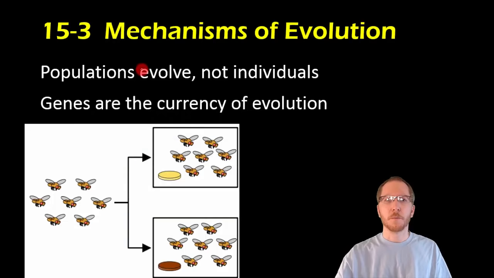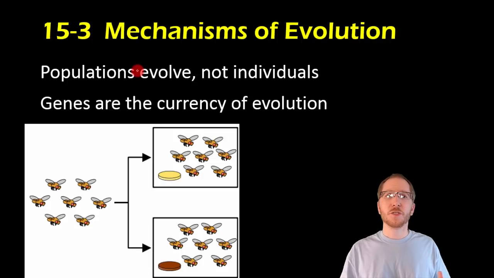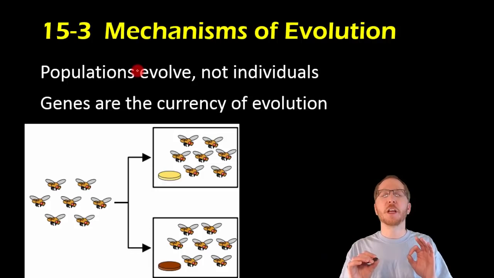Welcome to section 15.3, where we're going to discuss some of the ways that evolution occurs and some of the ways evolution doesn't occur. So to start off with, I just want to make sure we're very clear with a couple points about evolution and natural selection.